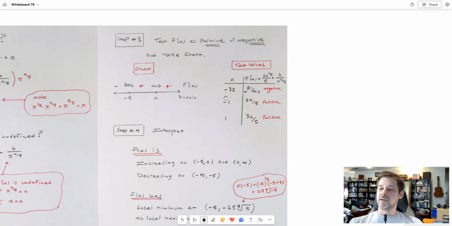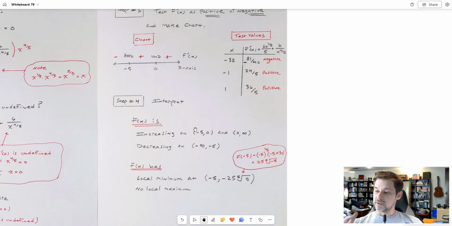Then next I took -1. -1's between -5 and 0. I put it in my function. I got 24/5. That's a positive number. So I put a plus on my chart. Then I needed a number right of 0. I took 1. I got 36/5. That's positive. So I put a plus. So there's your chart. There's your information. Now I'll interpret it.